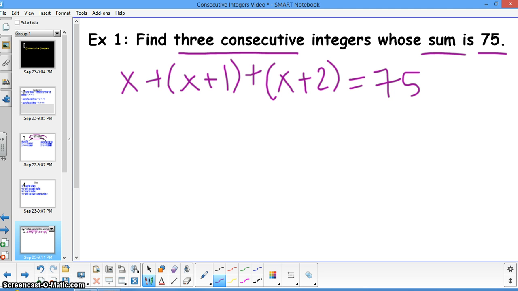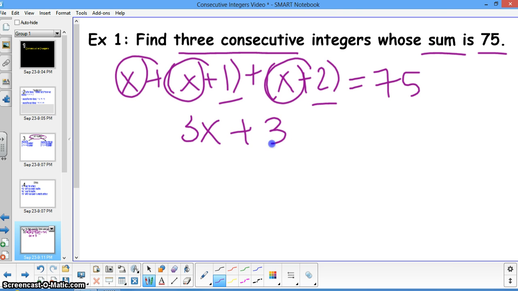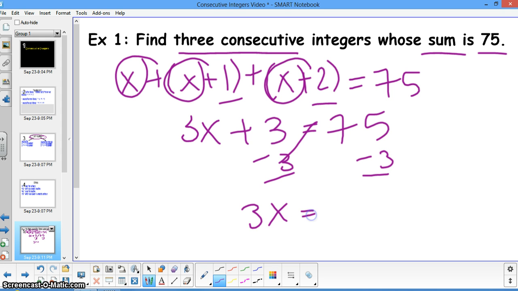From here, you're going to use just the basic solving equation steps. Combine like terms on the same side. So I'm combining those x's, and then I'm going to combine the numbers. And from here, you just have an equation that you can solve. Now I have variables on one side, numbers on the other, and I should be able to solve that with no problem and get 24. So I know that my first consecutive number is 24. However, it's asking for 3.